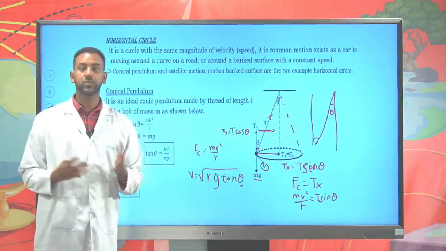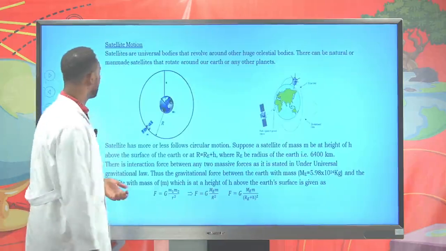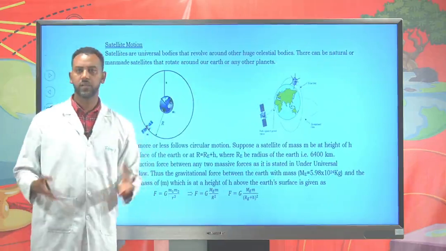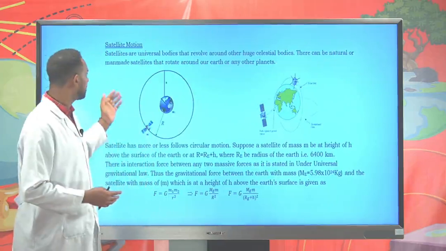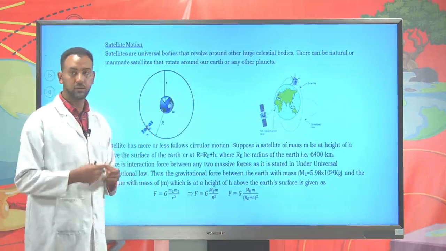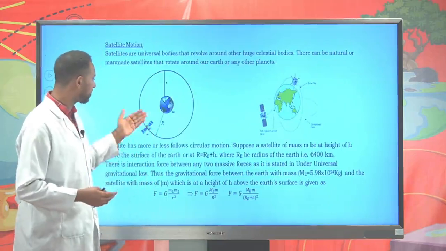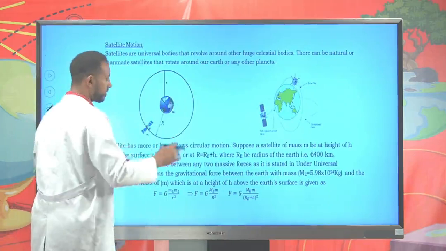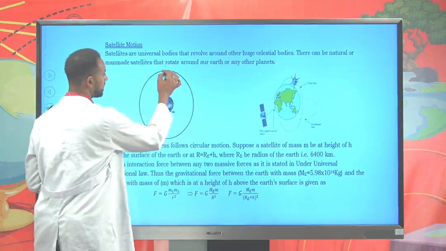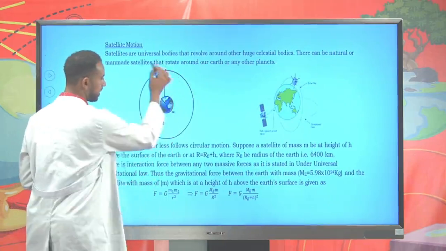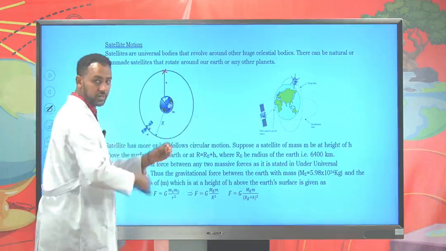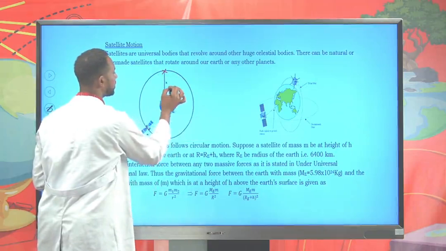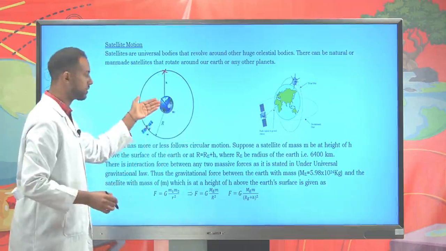The other application of horizontal circular motion is the motion of satellites. There are different natural or artificial satellites, but here we are talking about artificial or man-made satellites. Suppose a satellite is launched from the surface of the Earth and reaches a certain elevation, and it tends to rotate about the Earth. So the satellite is found at elevation h, at a height of h.